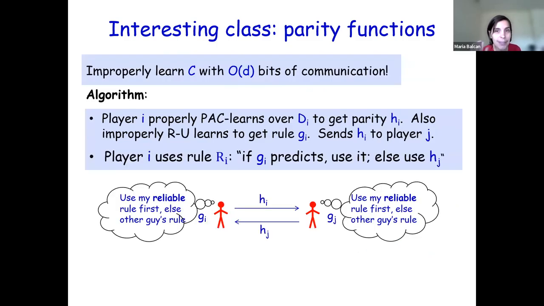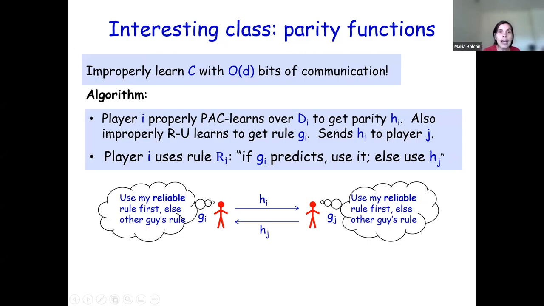So the key fact is that for this class of parity functions, we have these two types of learning procedures. We can properly PAC learn them, and we also have this reliable useful learning procedure. This extends to any class of functions that can be learned in both ways, using a consistent learner and also in the reliable useful model. The same argument applies in general. So here's how we can learn parity functions using order d bits of communication.